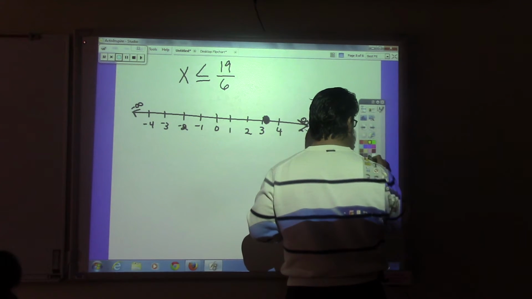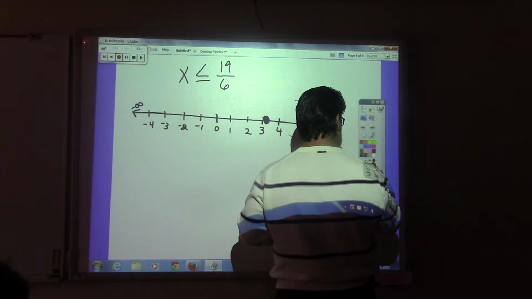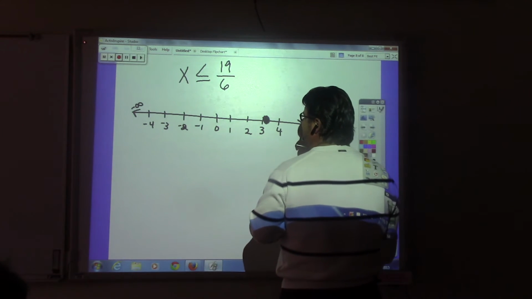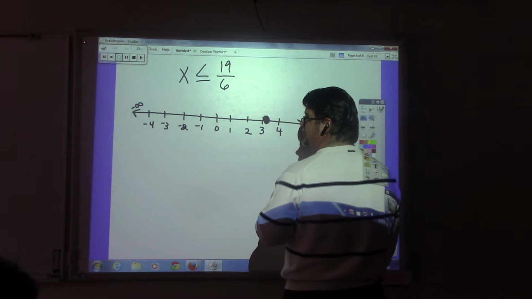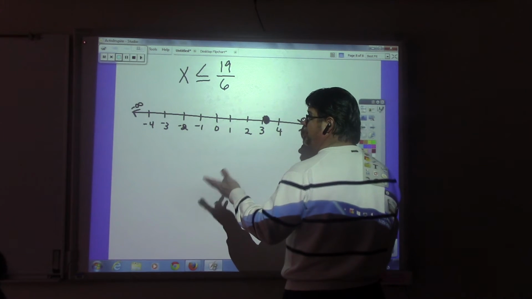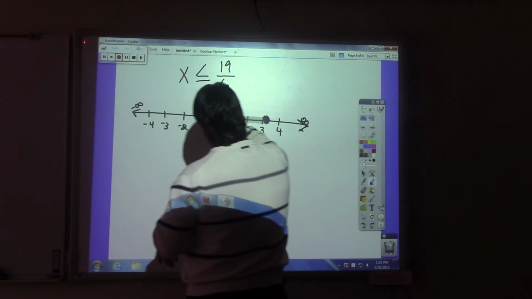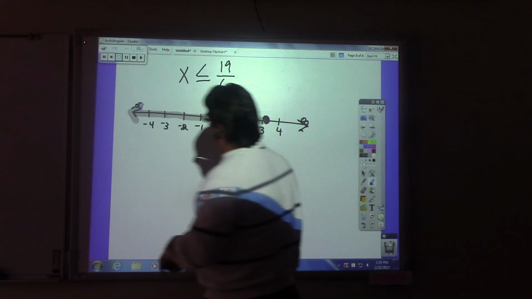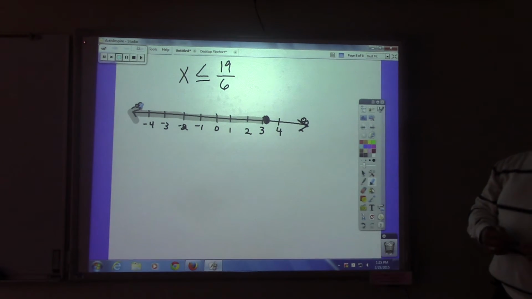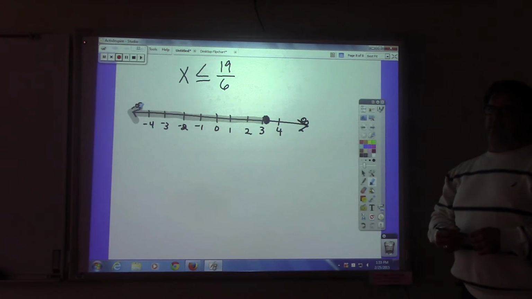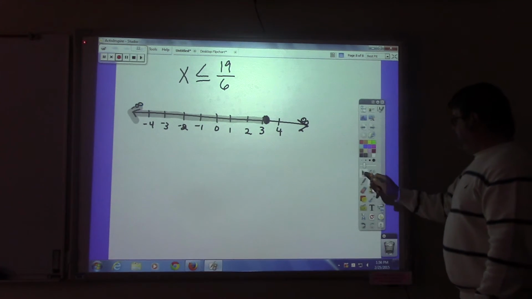And my handy dandy shader. What numbers are less than 3? Or 3.16, or 3.17, or 3.2? Everything to the what? Okay, so there's all your numbers that work in that equation. Now we just have to write it in set builder notation, which is real simple. This is how simple it is.